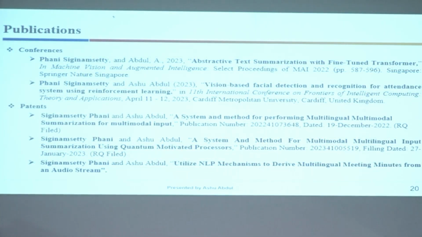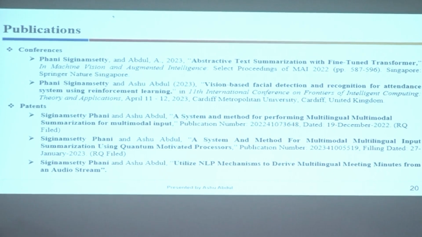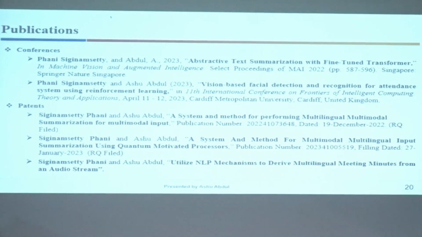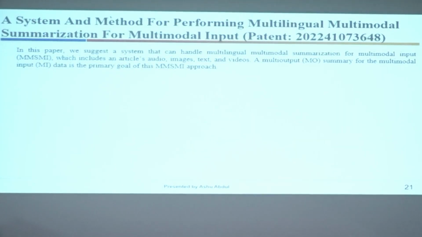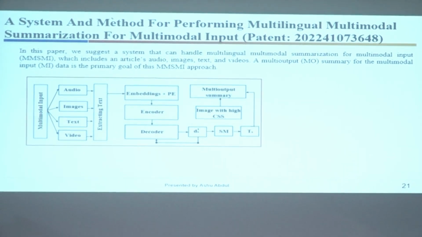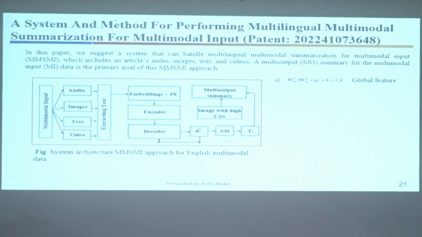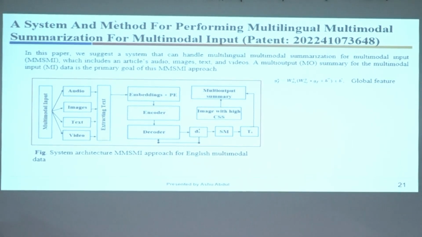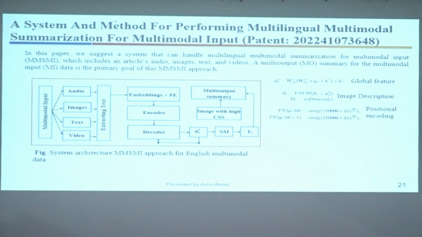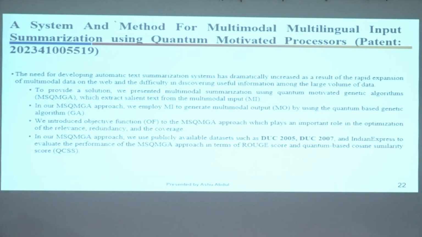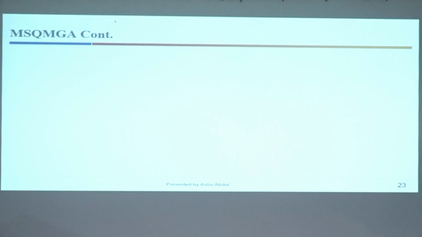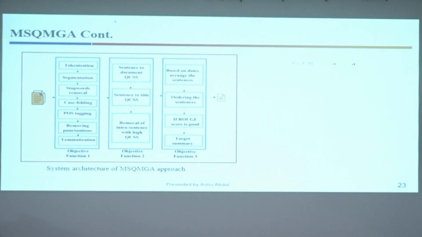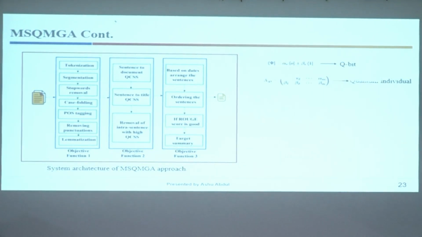These are some publications we have. A few of them are conferences and patents. This is our patent, and this is for the English language. We also have a similar one for Indian languages. Apart from that, we also have a patent on quantum based document summarization, multimodal summarization. This is another thing we have.